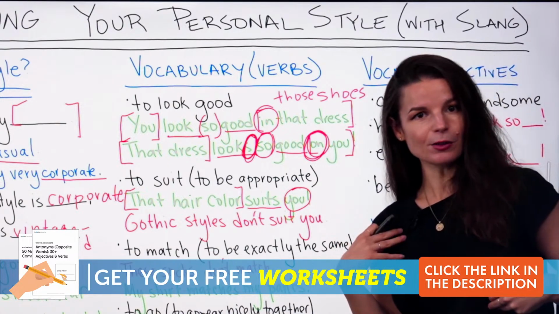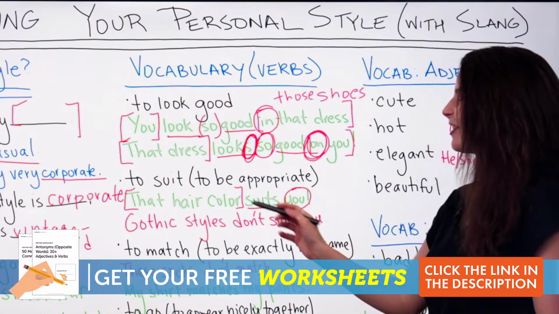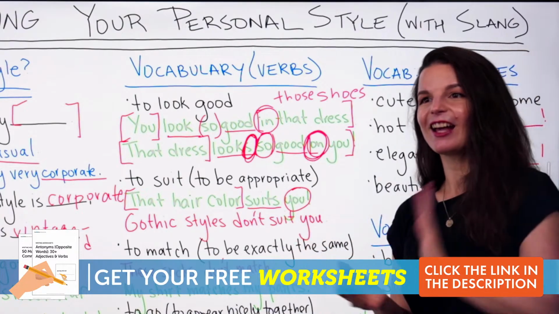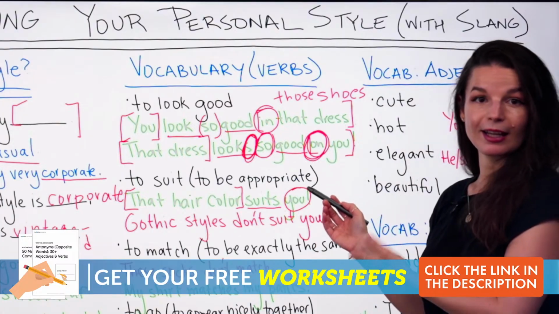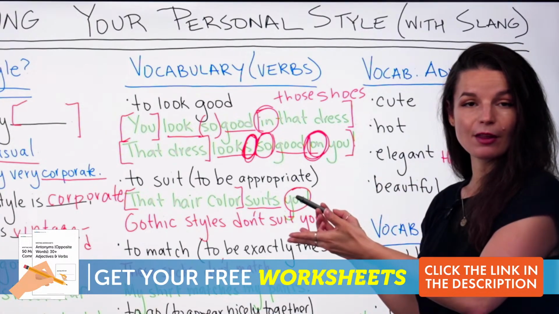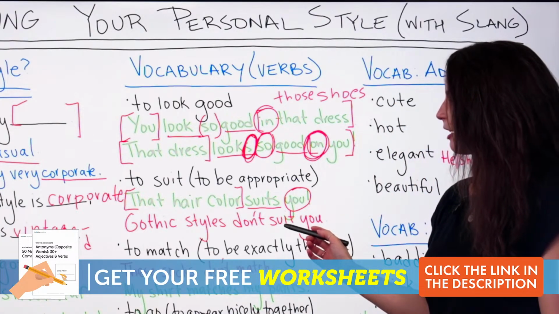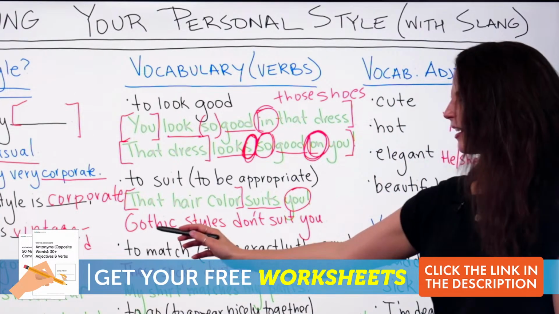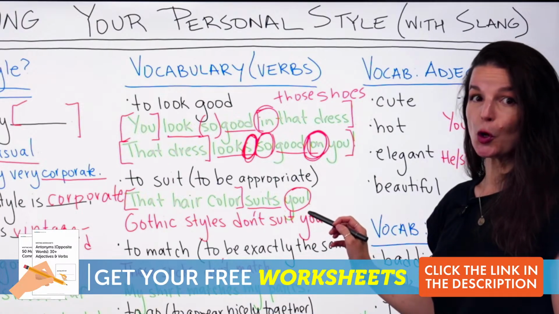Oh, that dress suits you. That suit suits you. So you could use it with a suit, right? Oh, that haircut suits you. Means it is appropriate. It looks nice on you. This is another way to give a compliment. However, we can use this in the negative form. For example, Gothic styles don't suit you.